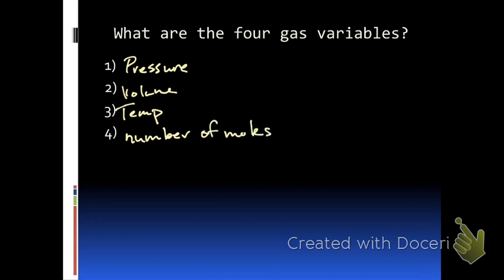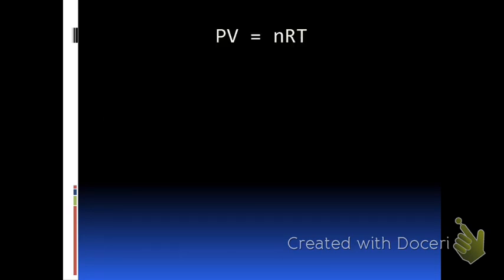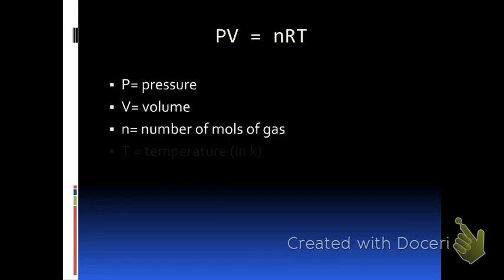So remember, I'm going to put number of moles because moles is just a measurement of molecules, right? So 1 mole equals Avogadro's number, 6.02 times 10 to the 23rd. So if I say number of moles, number of molecules, it's really the same thing. It's just how we count the molecules. So the relationship is called the ideal gas law, and that's pressure times volume equals n, which is the number of moles, times a constant R, and then T is the temperature. So here's everything I just said.